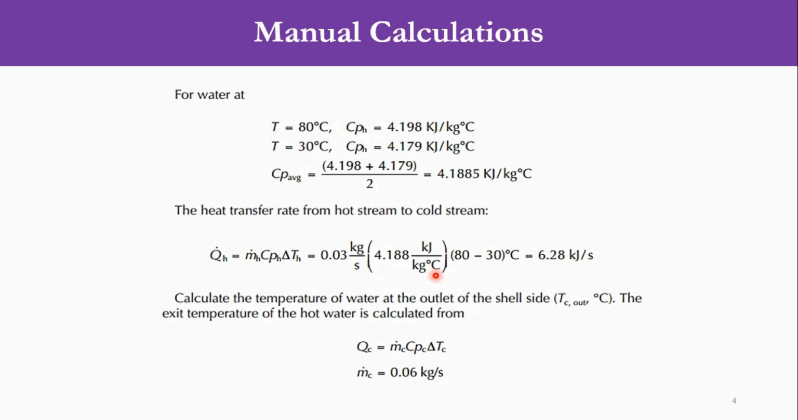Now we need to calculate the outlet water temperature. So Q is equal to mCp delta T. At this point, we do not know the value of delta T. Also, we do not know the value of Q of C. But the amount of heat transfer from the hot stream to the cold stream is equal to the amount of heat gained by the cold stream. So Q of C is equal to Q of H. So now we know the value of Q. M is 0.06 kg per second. We will take Cp at the inlet point because we do not know the outlet temperature.